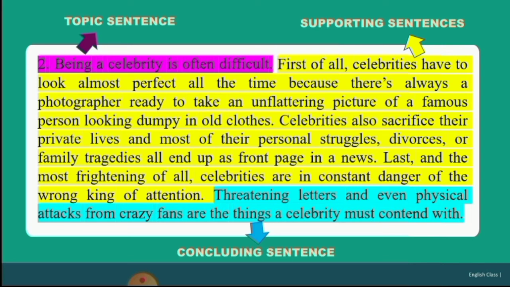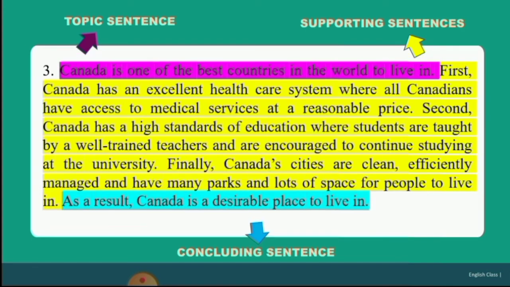And then last is, and the most frightening of all, celebrities are in constant danger of the wrong kind of attention. So here we have 3 supporting details or supporting sentences. And then the concluding sentence here is, threatening letters and even physical attacks from crazy fans are the things a celebrity must contend with.